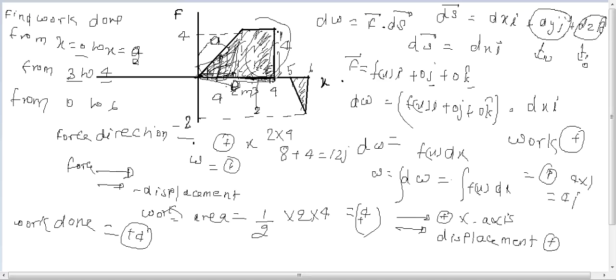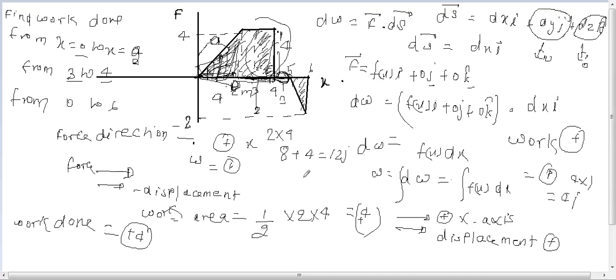Now between this, what is the area? Here the length is 1, but the height is 0. Between 4 to 5, when displacement takes place from 4 to 5, there is no force acting on it. So the work done will be 0. Displacement takes place, but without force. So the work done between 4 to 5 will be 0.